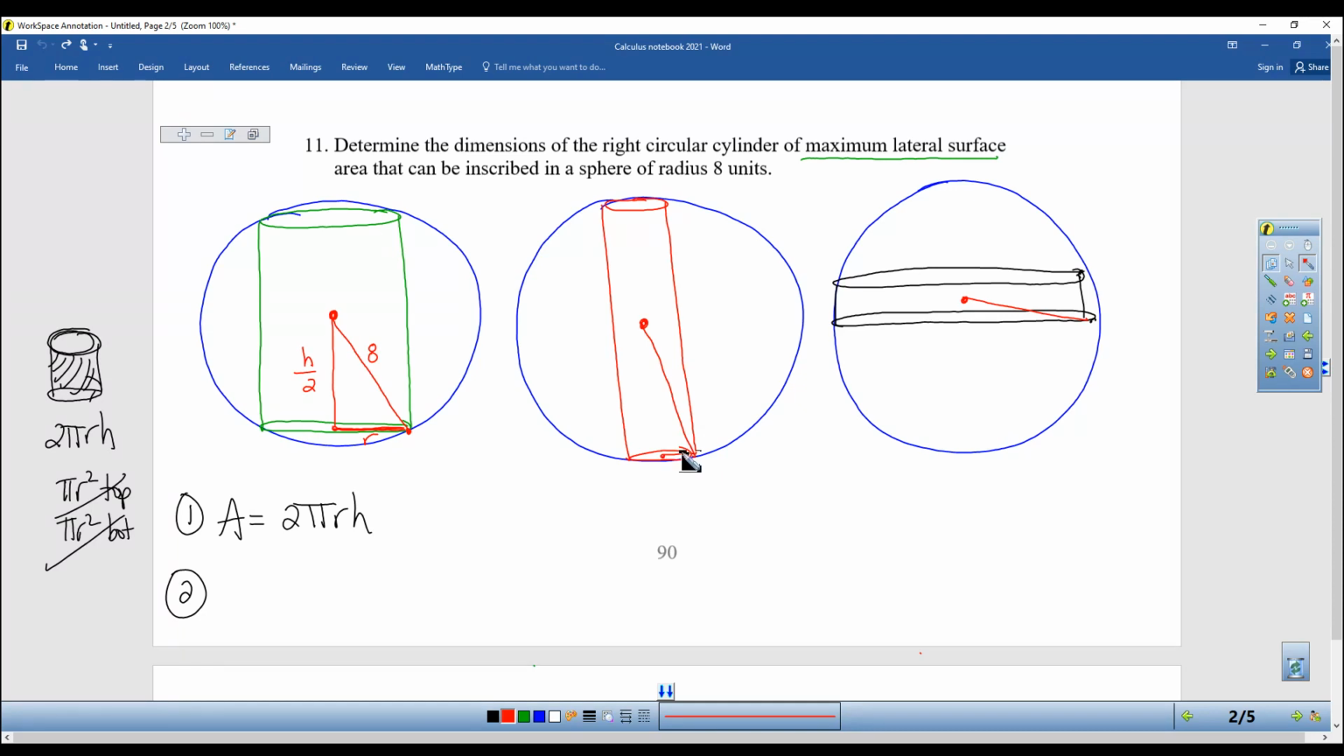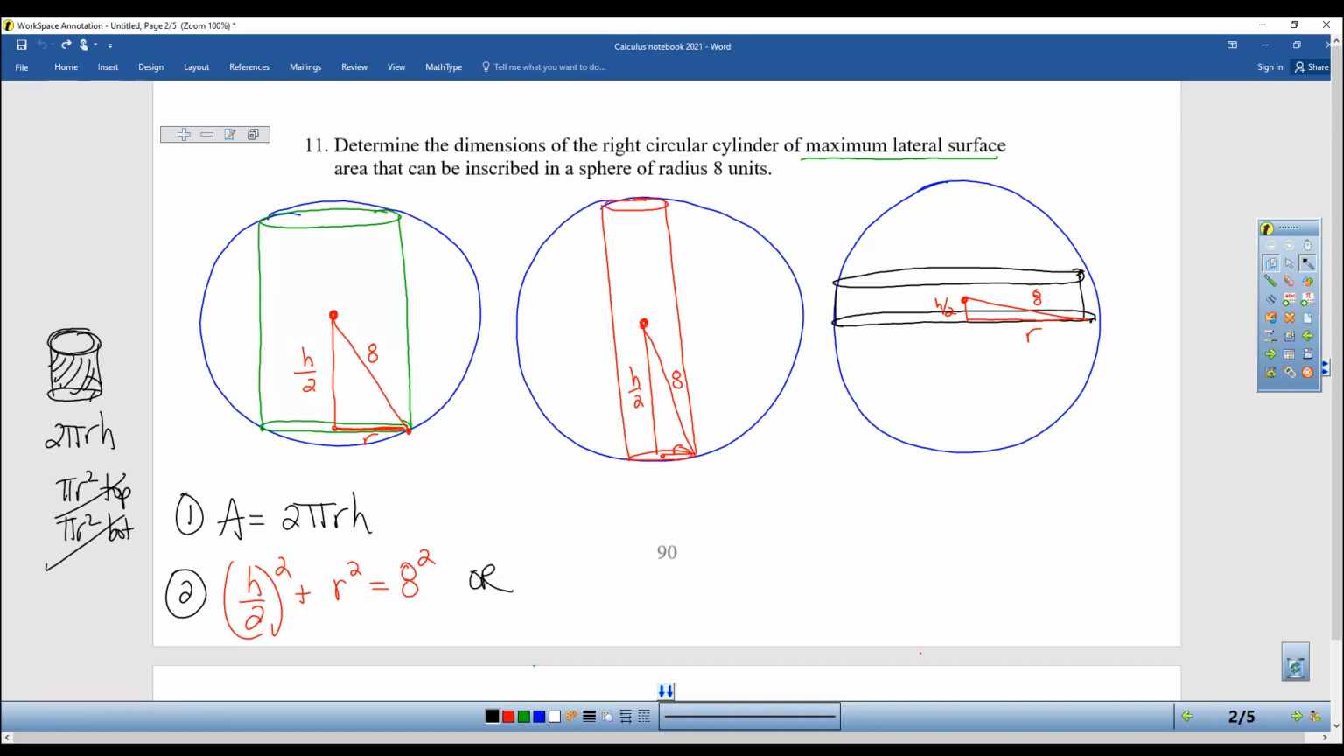So again, this would be the radius of the cylinder. This would be half the height of the cylinder. And this would be 8. So even though they all are different, it still produces the same equation. This is just half of the height. Now we have to make a decision. If you do this now, you're going to get h over 2 squared plus r squared is equal to 8 squared. You can do that.